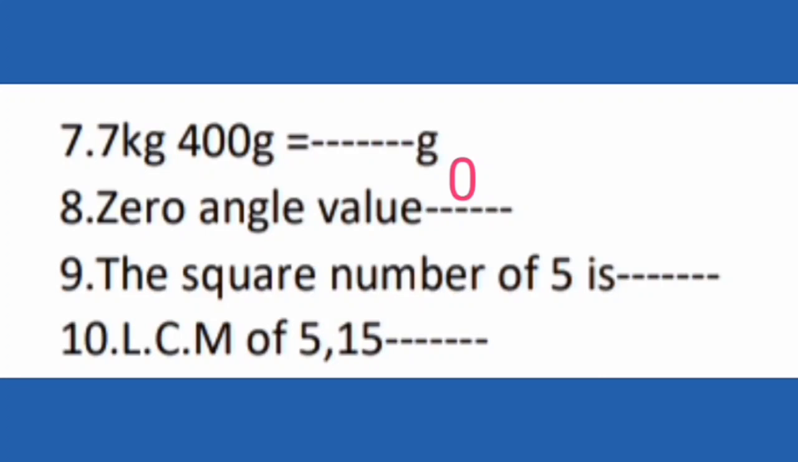Next, zero angle value dash. Zero angle value is 0. The square number of 5 is dash. Square number of 5, so 5 into 5, 5 fives are 25, that is the answer. 10th one, LCM of 5, 15. The least common multiple for 5 and 15: 5 comes in the 5 table and 15 also comes in the 5 table. So the least common multiple is 5.